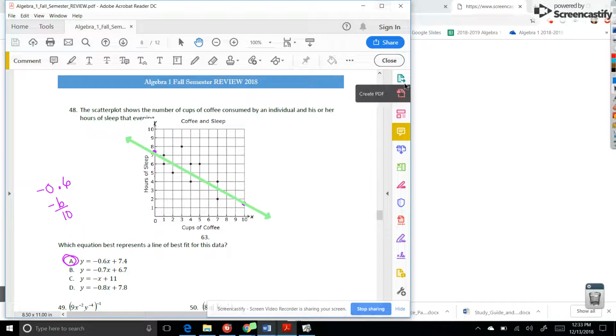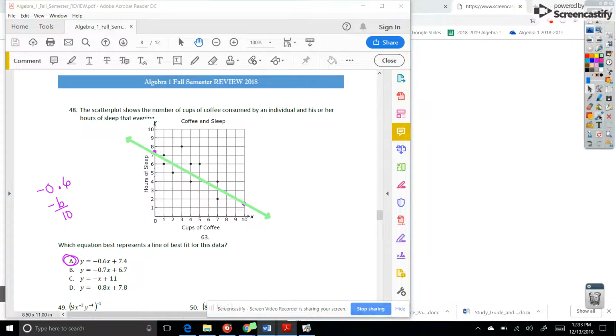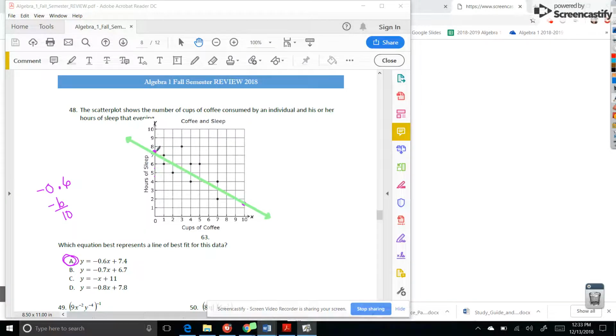Okay, so didn't quite get done with 48, but when I connect these dots, starting at 7.4 and then going down 6 over 10, that line looks very good with my data. That's a pretty good approximation. So let's see why B doesn't work.